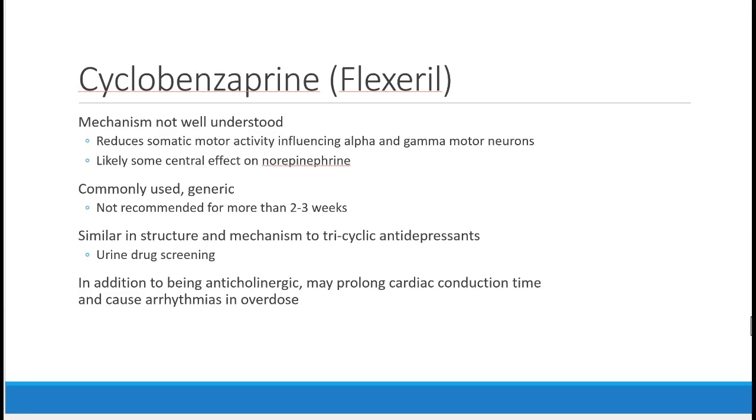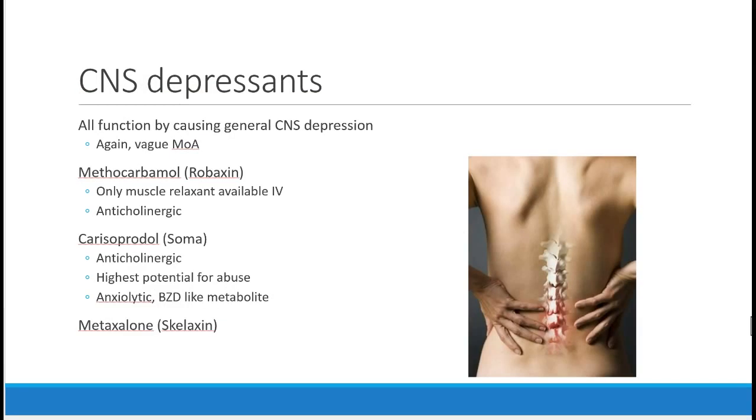So that's that. A couple other medications, methocarbamol, carisoprodol. There are other muscle relaxants too you might see, metaxalone. They all kind of fall into the same category of muscle relaxant. They're all fairly sedating, anticholinergic. Soma itself is actually a controlled substance, so that one actually has some potential for abuse per the DEA.